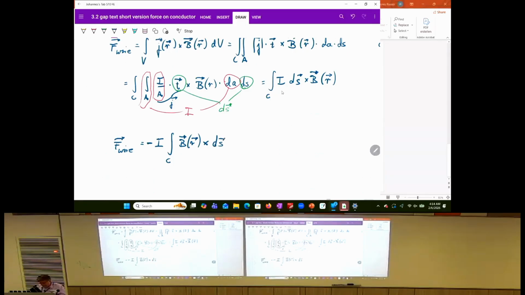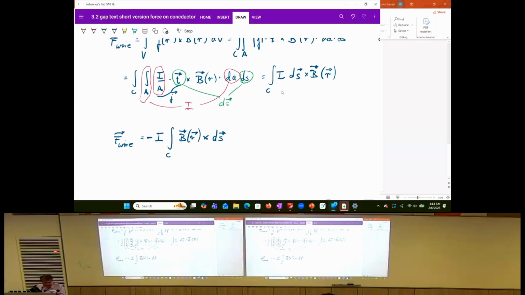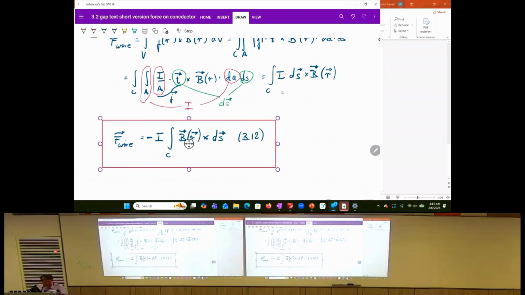If you flip the order of the two vectors in the cross product, then you have to account for it with a minus. That you can immediately see from the right-hand rule. And this is then our equation 3.12, and that's the Lorentz force on a current carrying wire.